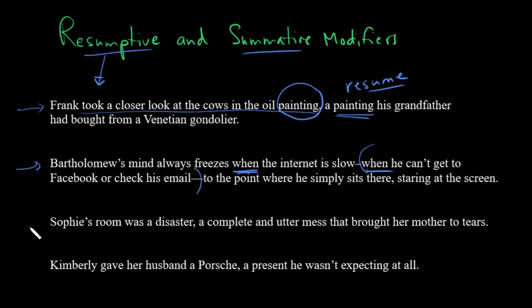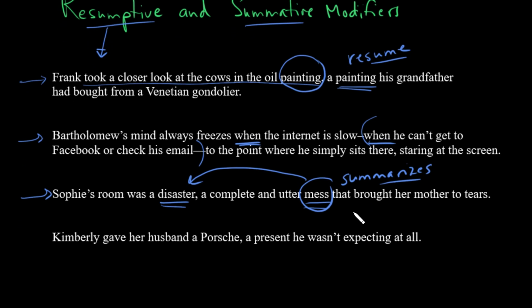We can also do this in a slightly different way. Instead of repeating the word verbatim, we use a different word to summarize what came up before. So in this case we read, "Sophie's room was a disaster, a complete and utter mess." You can see here that mess doesn't repeat disaster, but it summarizes what came before. So this is called a summative modifier. This one summarizes. Remember how to spell this.